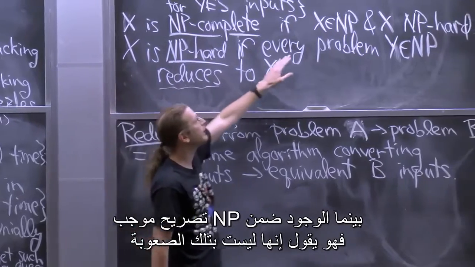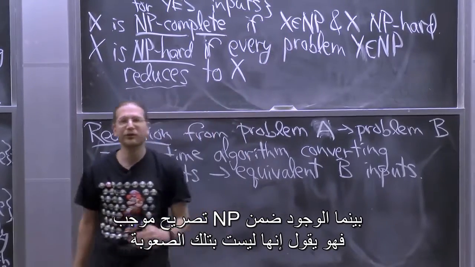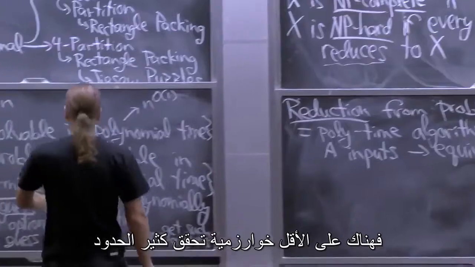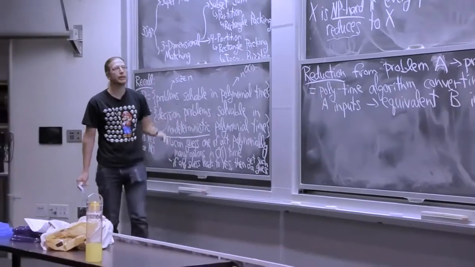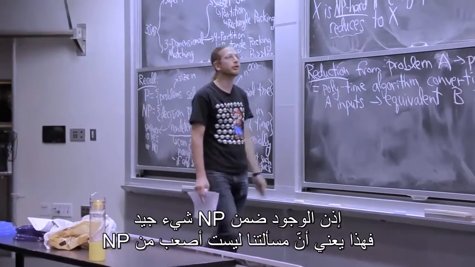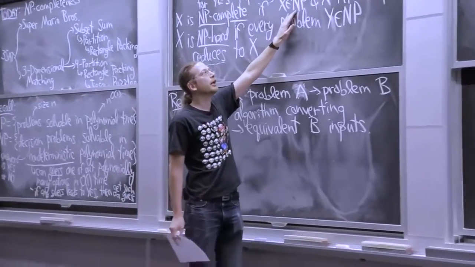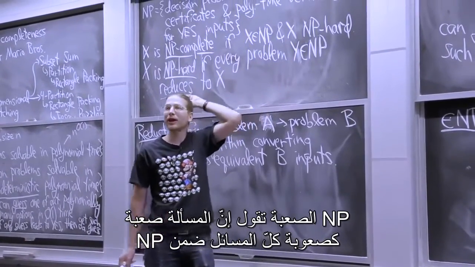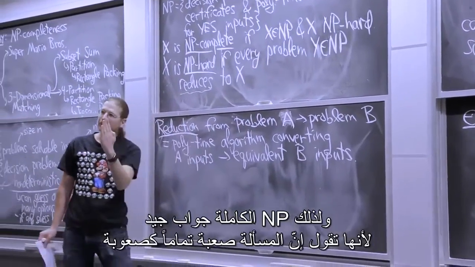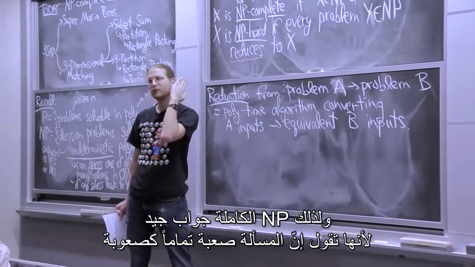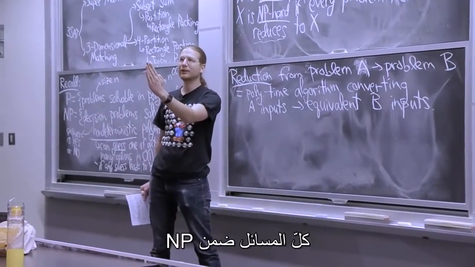Whereas being in NP is a positive statement. It says it's not too hard. At least there's a polynomial time verification algorithm. So being in NP is good news. It says you're no harder than NP. NP hard says you're at least as hard as everything in NP. And so NP complete is a nice answer because it says you are exactly as hard as everything in NP.